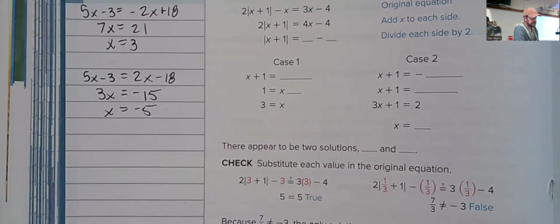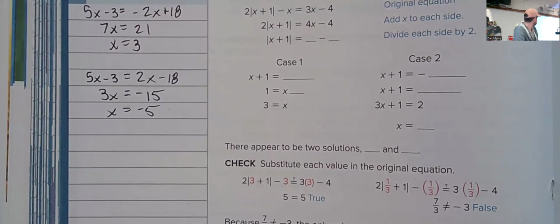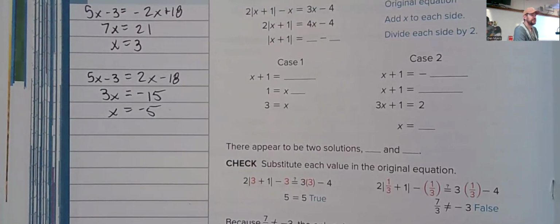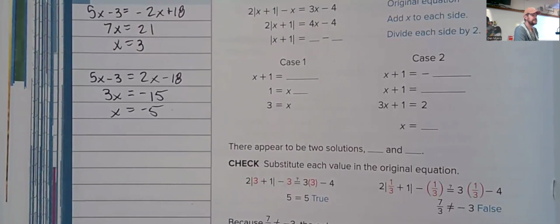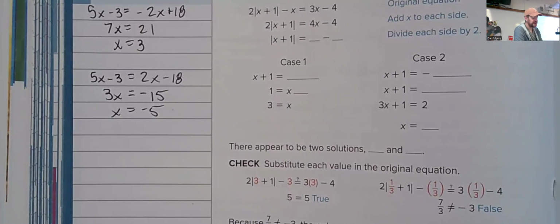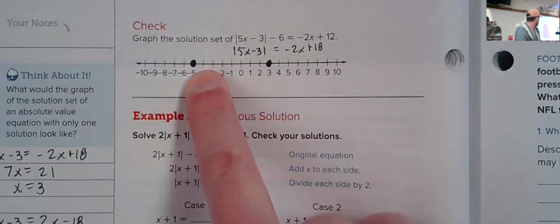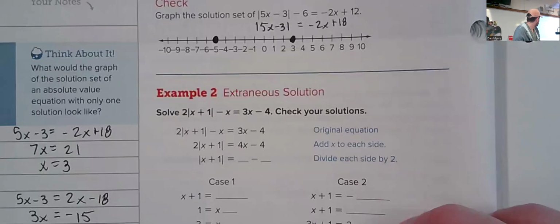So our two solutions would be 3 and -5. Any questions there? Before we do a little bit of a check step to make sure they both work with the original equation. We got 3, we got -5. There they are on the number line.